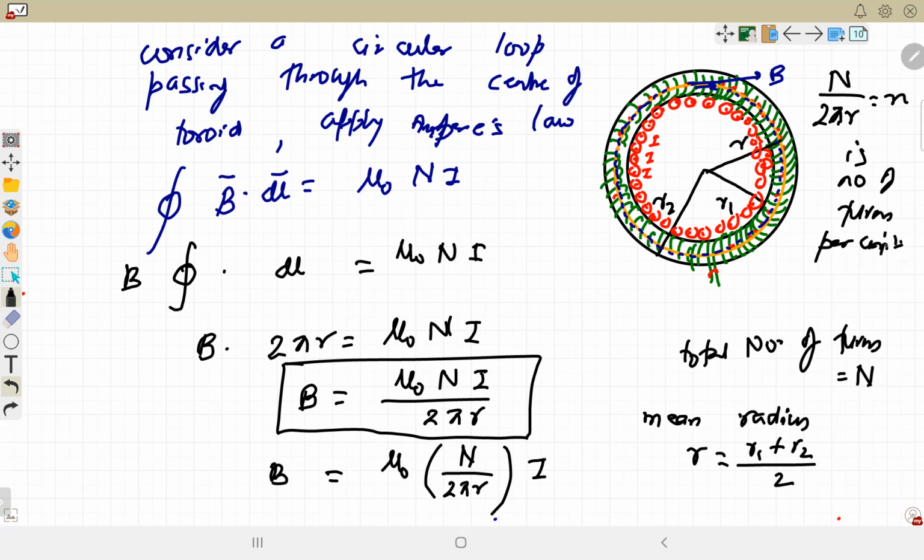Number of turns per unit length. Since the total length is 2 pi r, total number of turns is N. So this will be similar to the same formula that we had for solenoid. But small n को हमने थोड़ा change करके लिख दिया. Small n is total number of turns divided by total length. Right? Toroid में एक inner और एक outer, दो radius होंगी.